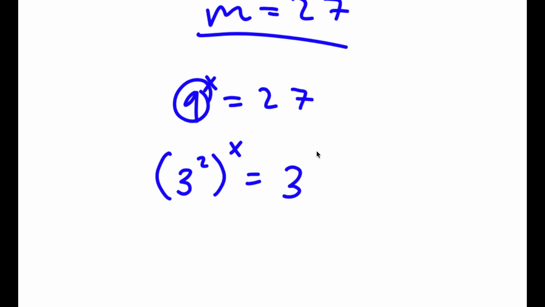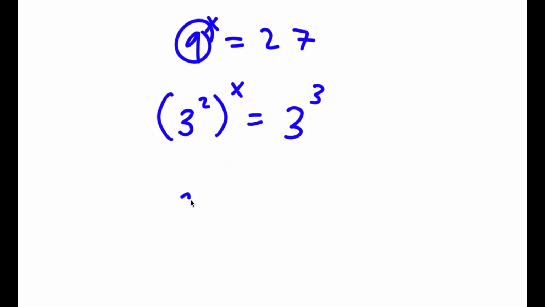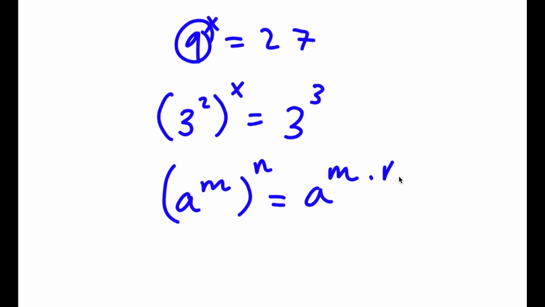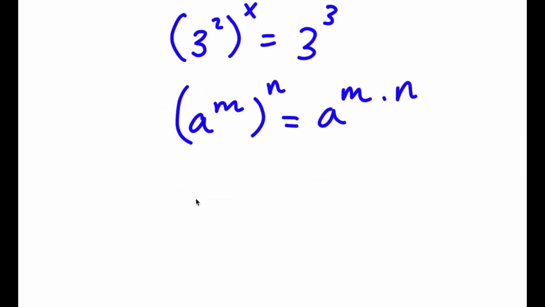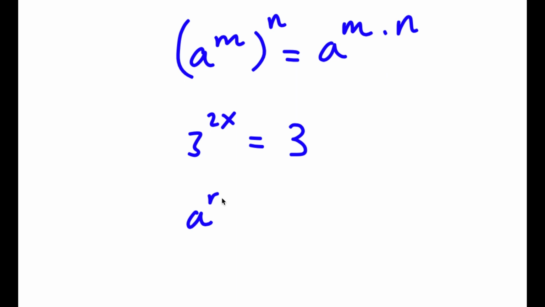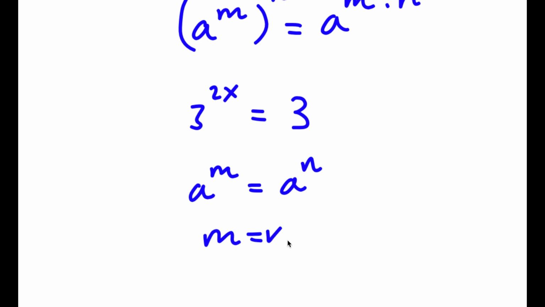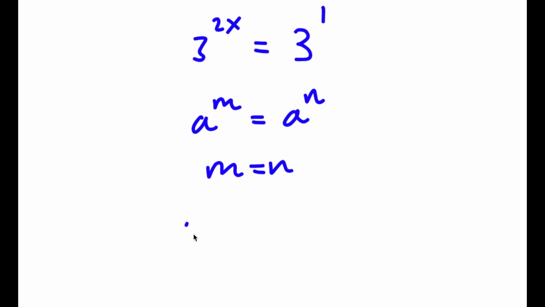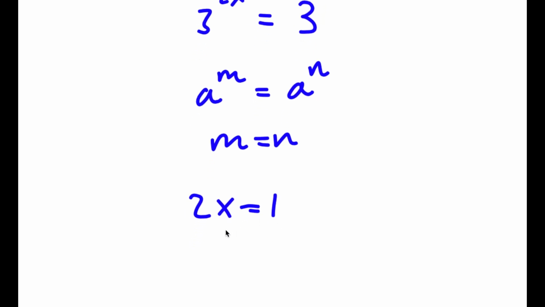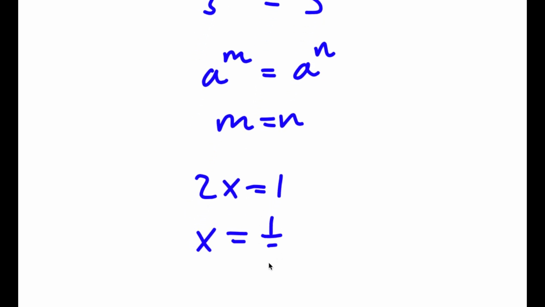Now I'm going to rewrite 27 as 3 to the power of 3. And if I have something in the form a to the power of m to the power of n, this is equal to a to the power of m times n. So 3 to the power of 2 to the power of x, that's going to equal 3 to the power of 2x, which is equal to 3. And if I have something in the form a to the power of m is equal to a to the power of n, this means that m is equal to n. So in this case, n is 1. So I have 2x is equal to 1, meaning x is equal to 1/2.